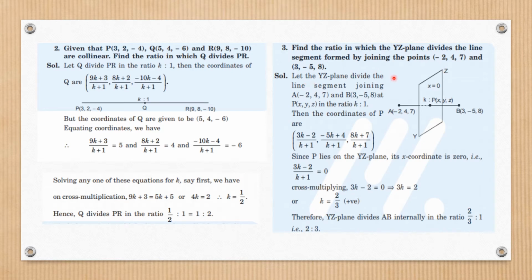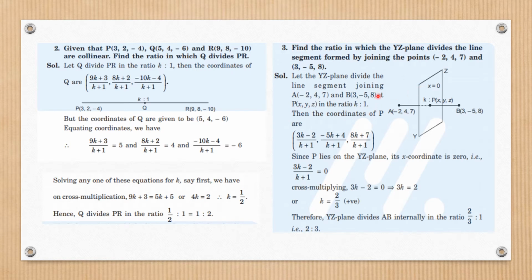Number 3 is: find the ratio in which the YZ plane divides the line segment joining points (-2, 4, 7) and (3, -5, 8). Okay, YZ plane. So a point on the YZ plane will be having x coordinate as 0, so it will be like (0, y, z).